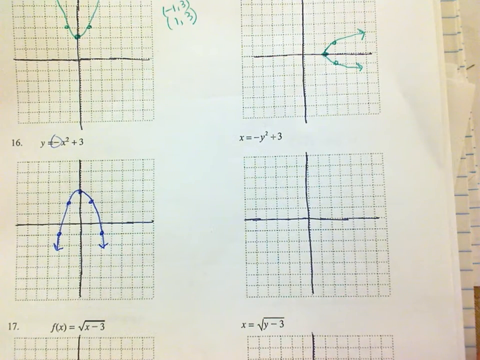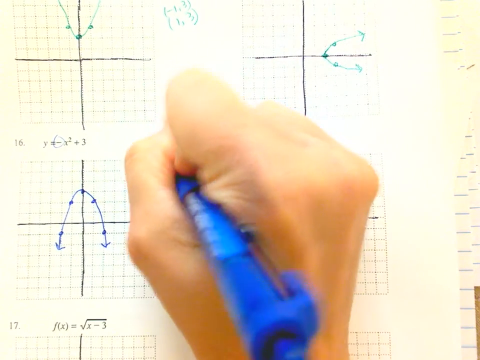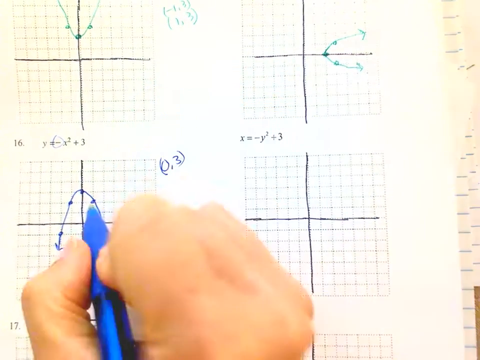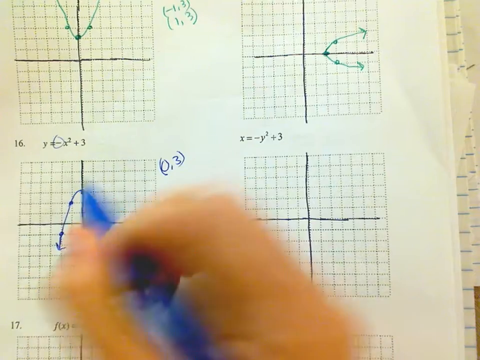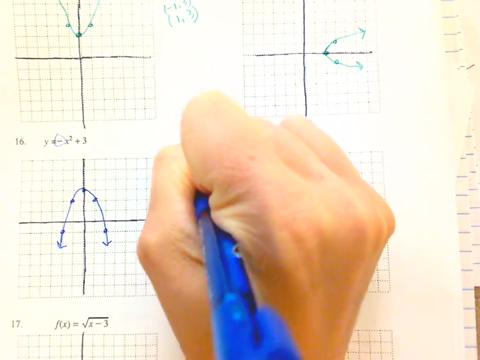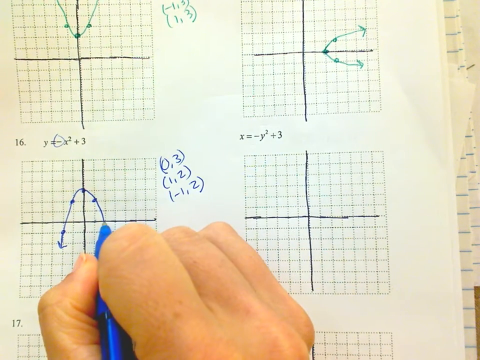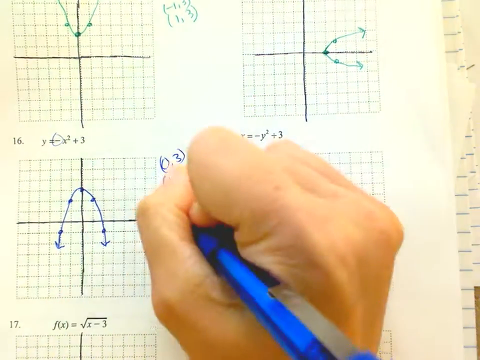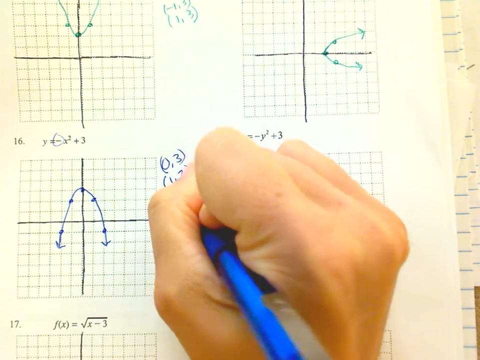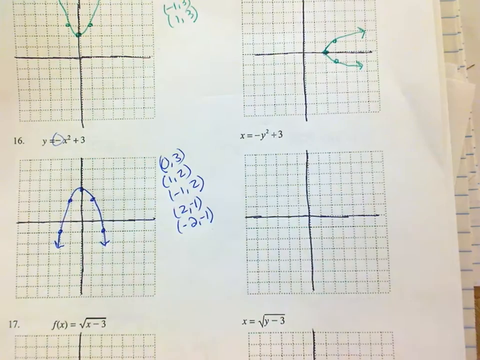Now, I would just recommend coming up with your actual coordinates. So this is 0, 3. These ones are out 1, up 2. So that's 1, 2, and negative 1, 2. And then these ones are out 2, down 1. So 2, negative 1, and negative 2, negative 1.